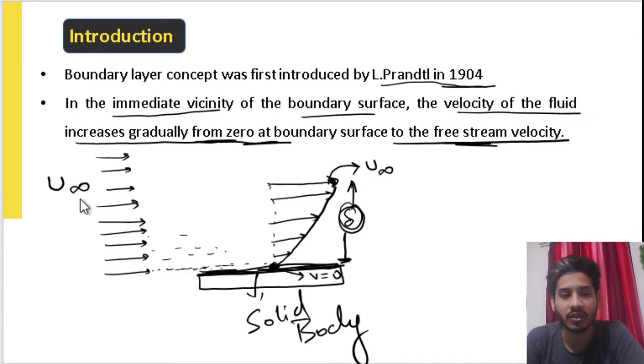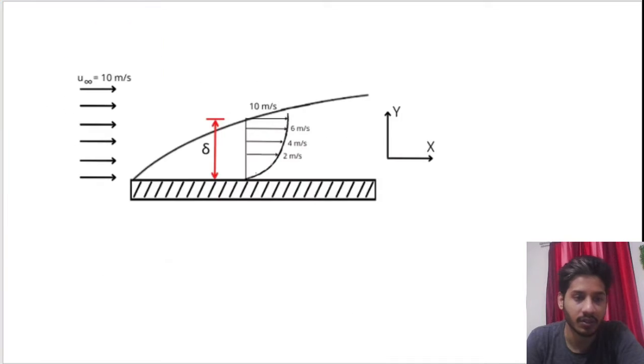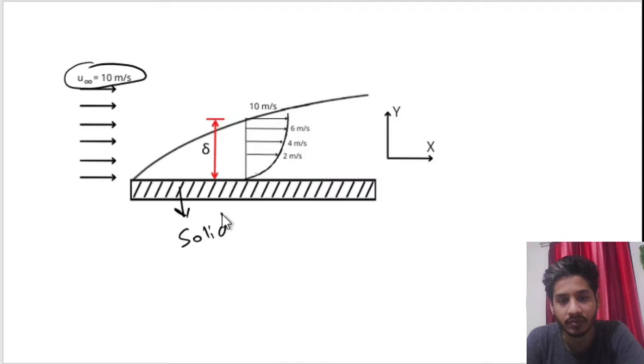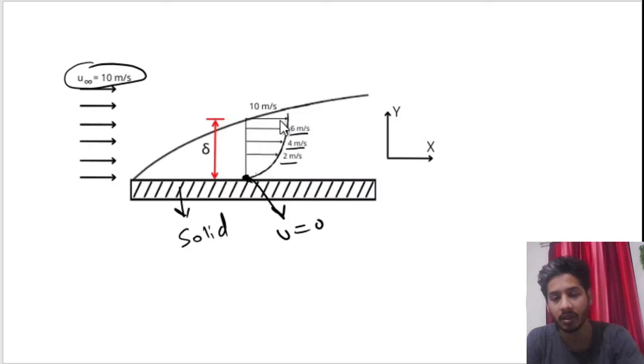So basically, understand by this diagram, suppose this is the free stream velocity which is occurring at 10 meter per second. This is the solid boundary which you have, all right. And at this point, the velocity is zero. This is the no slip condition. And as we proceed upwards, you can see it's 2 meter per second, then 4, then 6, and eventually it's 10 meter per second.